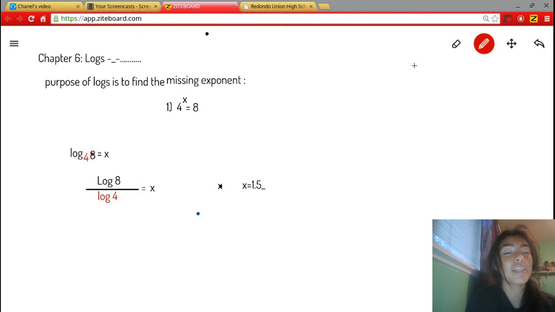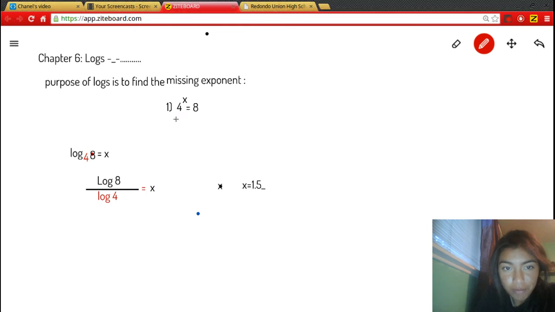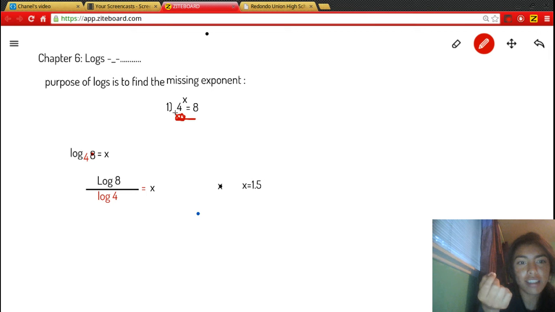So, logarithms is basically a way to find missing exponents. As you can see here, for our first problem, we have the missing exponent. What this means is, how many times does 4 need to be multiplied by itself to get 8? This 4 right here will become your base, since it's the base of the exponent. So you'll put log, with 4 as a subscript, and then 8 equals x. That's going to be your log form.